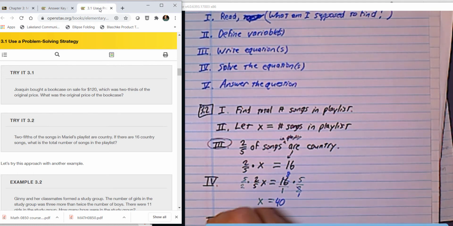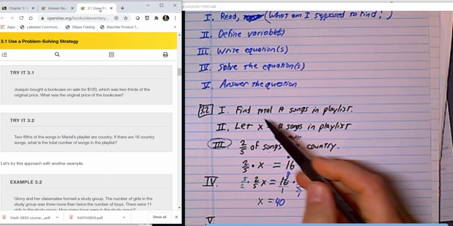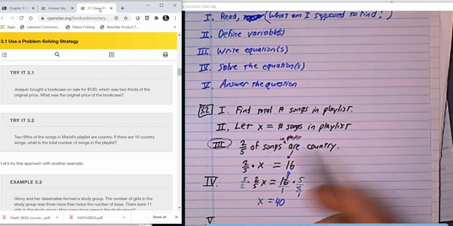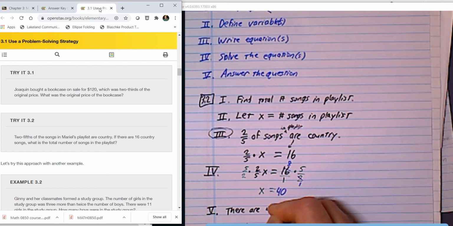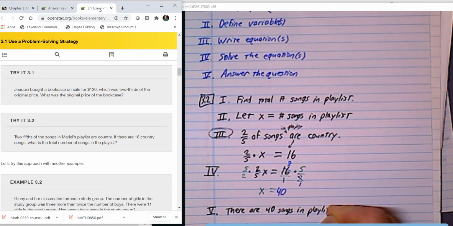We need to answer the question. What's the question? Find the total number of songs in the playlist, so I can use that to guide my answer. There are 40 songs in the playlist. How about that? Our first word problem is solved.